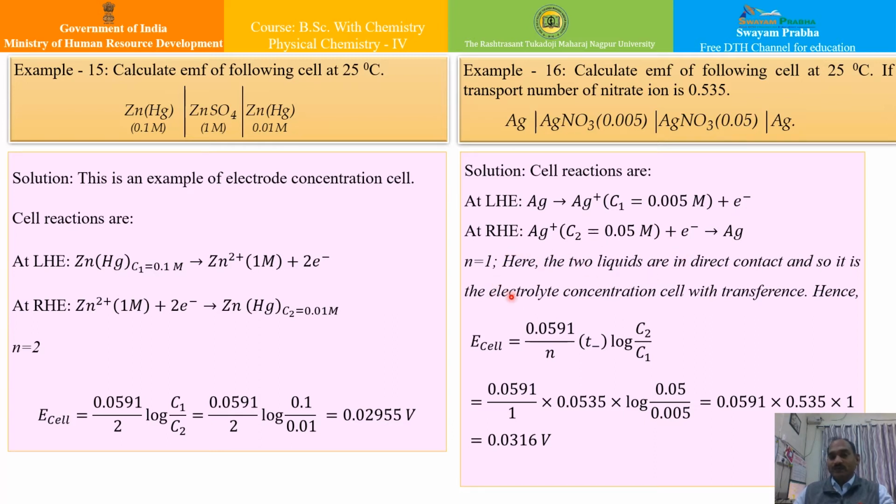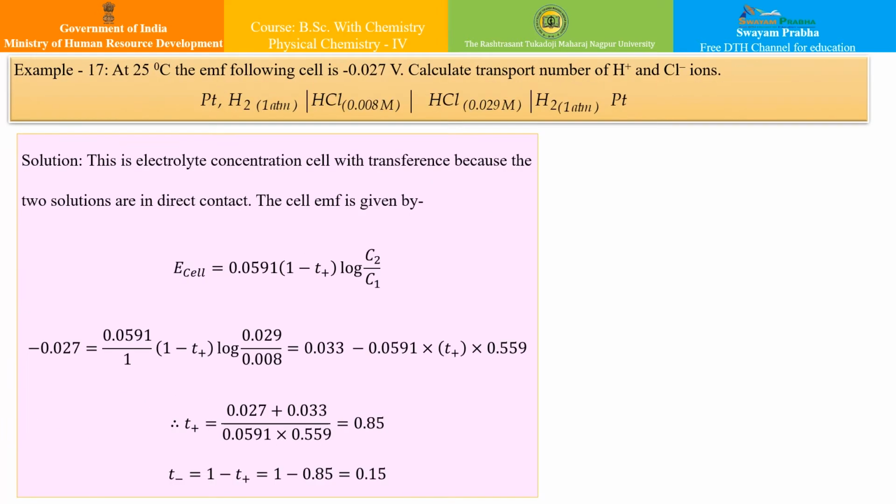Now here n is equal to 1, and the two liquids are in direct contact, and therefore it is the electrolyte concentration cell with transference, and therefore we can have this formula, EMF of cell is equal to this, and I can calculate based on this formula the EMF of the cell that we have obtained over here. Similarly, we can go ahead with this idea. We can take another example of this type.